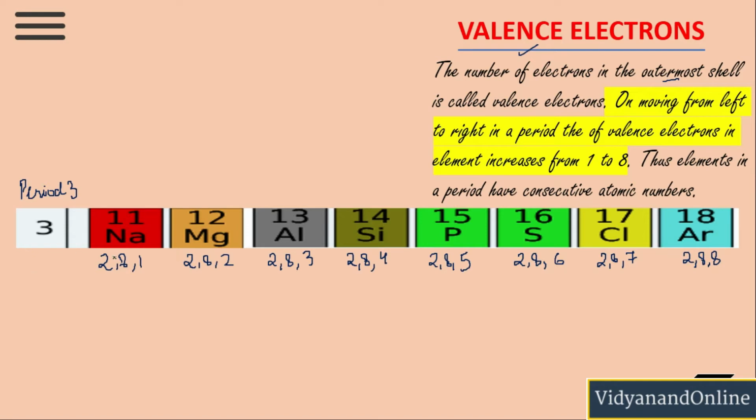Okay, so if you see here, this is the outermost shell of these elements. The outermost shell is the M shell because it is always K, L, M. The first shell is K, then second is L and the last is M here. So if you are moving from left to right in a period, the number of valence electrons actually changes from 1 to 8. That's what I have written here. On moving from left to right in a period, the valence electrons in an element increase from 1 to 8.